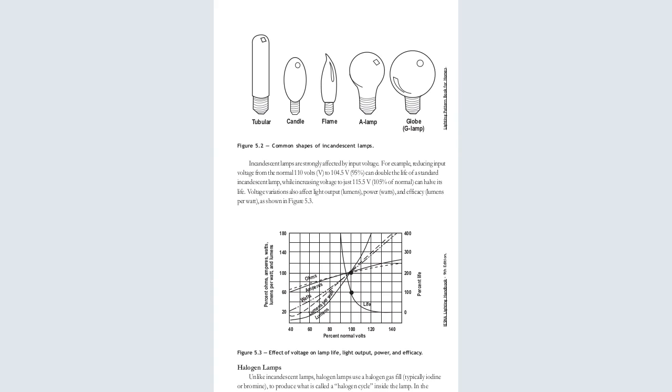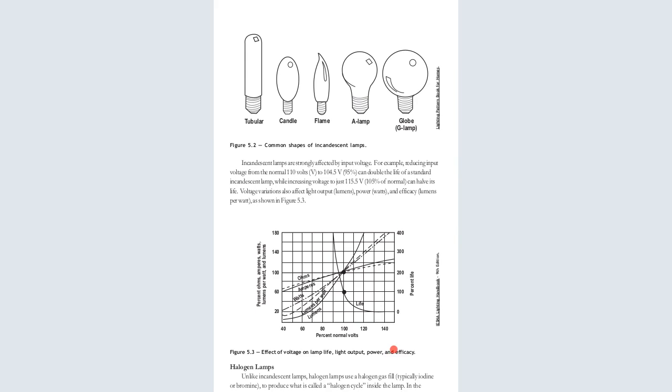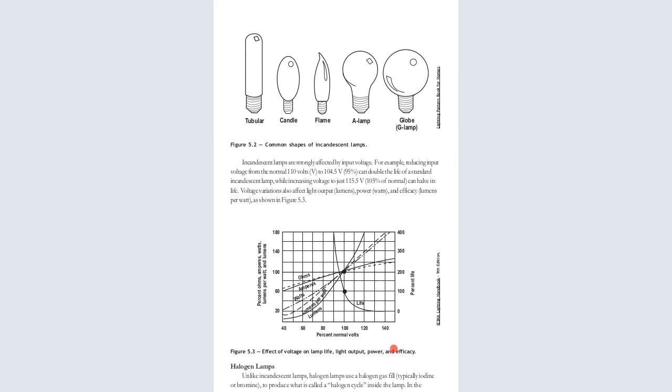Now, incandescent lamps are strongly affected by input voltage. For example, reducing the input voltage from the normal 110 volts to 104 can double the life of the standard incandescent lamp, while increasing the voltage can halve the life. So you realize that when the voltage is very high, the life is lower, and when the voltage is reduced, the life gets longer.